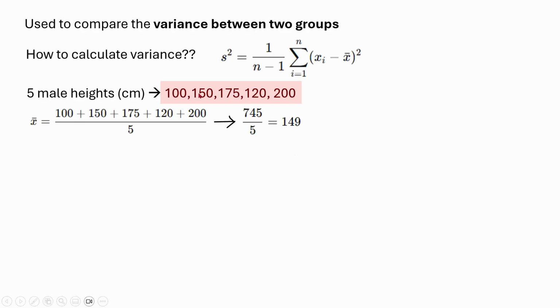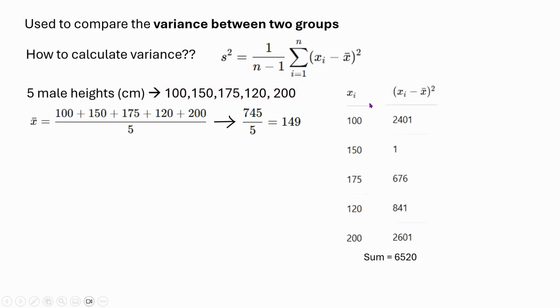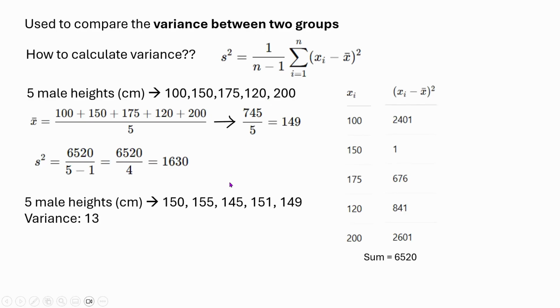So we have 5 xi's right here. So we can make this table and sum everything up, which is 6520. So this is going to be our answer, which is going to be 1630. So this is the variance of these 5 different values. Now, if we had these heights, the variance would be 13.